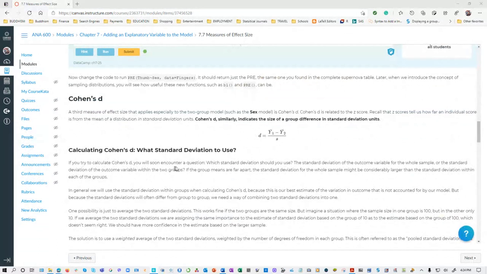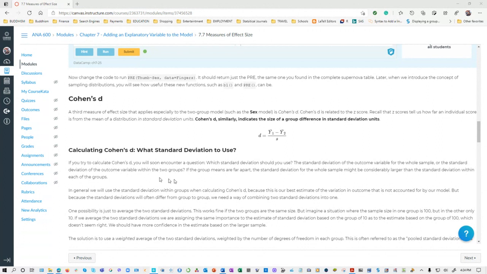If you try to calculate coherence D, you will soon encounter the question: which standard deviation should you use? The standard deviation of the outcome variable for the whole sample, or the standard deviation of the outcome variable within the two groups? If the two group means are far apart, the standard deviation for the whole sample might be considerably larger than the standard deviation within each of the groups.